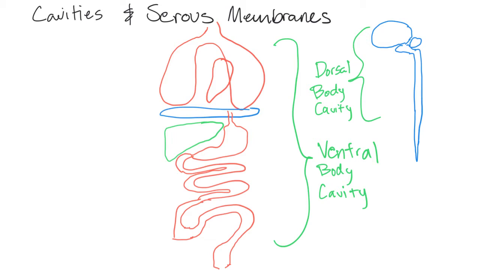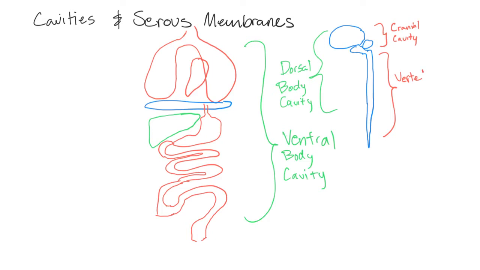Okay, and we're going to split these up into smaller sections. So the dorsal body cavity has your cranial cavity and your vertebral or spinal cavity. I'm running out of room. Okay, so your brain sits in that cranial cavity. The spinal cord sits in that vertebral cavity, and it runs through your vertebrae. Your vertebrae have a big hole in them. It's where it fits.